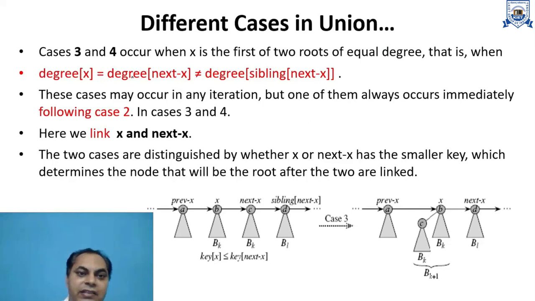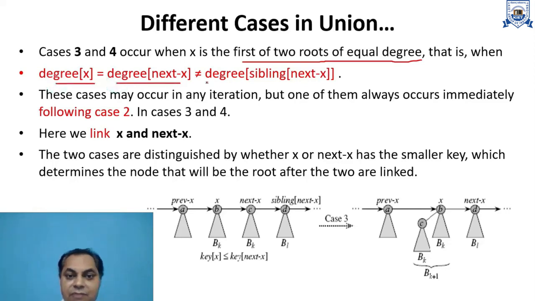Case 3 occurs when we have 2 trees which have the same degree. In that case, degree of x is equal to degree of next of x, but it is not equal to degree of sibling of next of x. So for this case, as you can see, this is x, this is next of x, this is sibling of next of x.